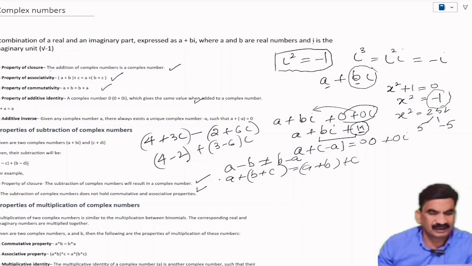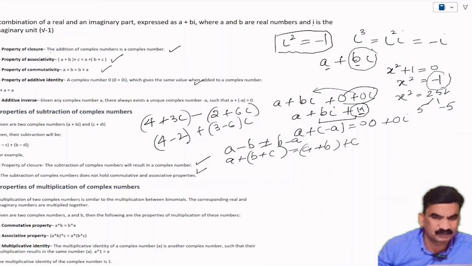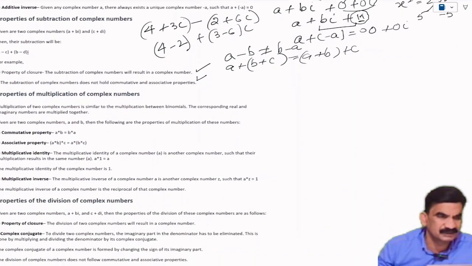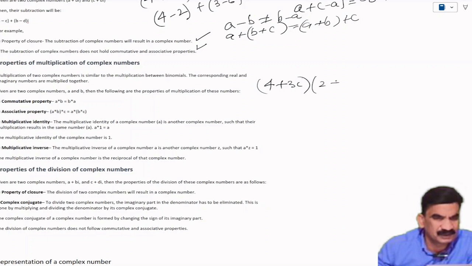Then we have multiplication. So again, you have to multiply two complex numbers. That's something which is extremely, extremely easy. I could just show you how to do it. Suppose 4 plus 3i has to be multiplied by 2 plus 6i, any number.